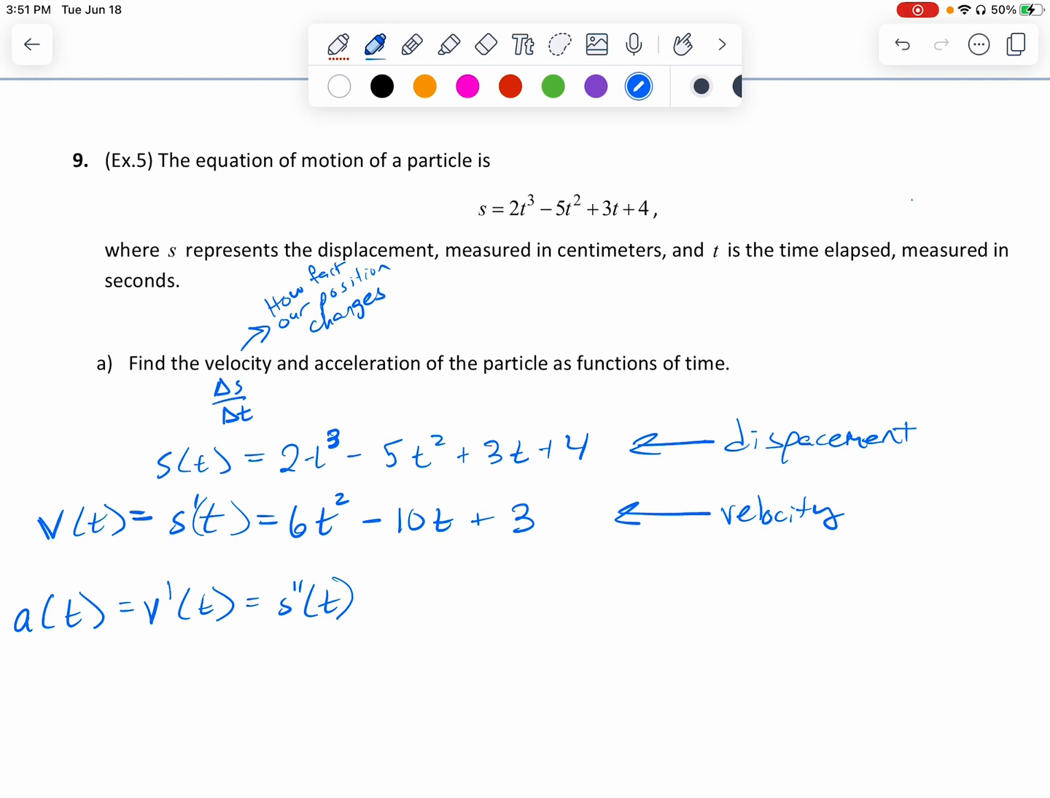of the position function. So taking the derivative again of the brand new function, I get 6t squared becomes 12t, negative 10t becomes negative 10, and my 3 turns into 0, so it goes away. So this is my acceleration. Which is really dv of dt. So it's the derivative of the velocity, or the second derivative of the position.